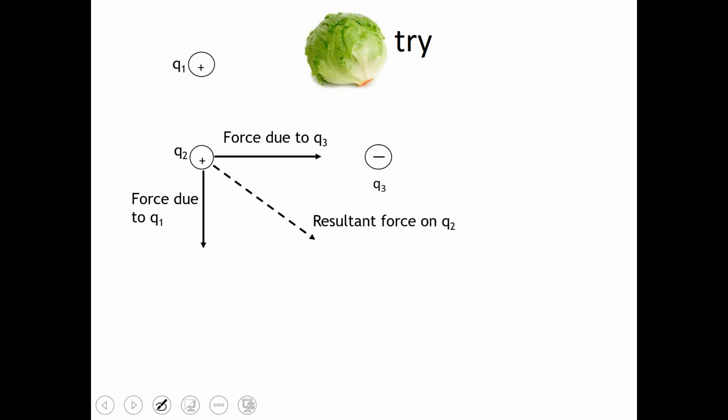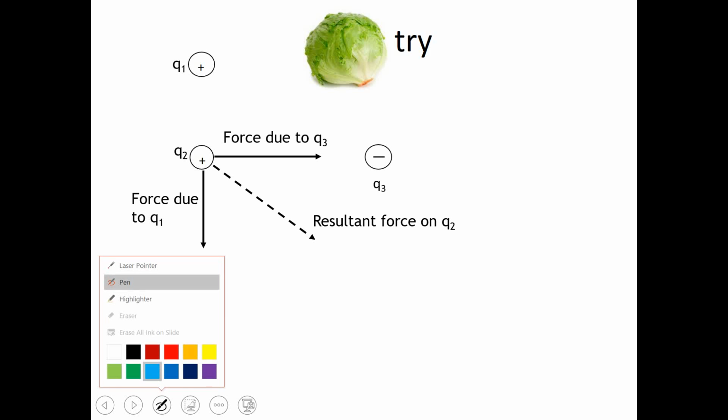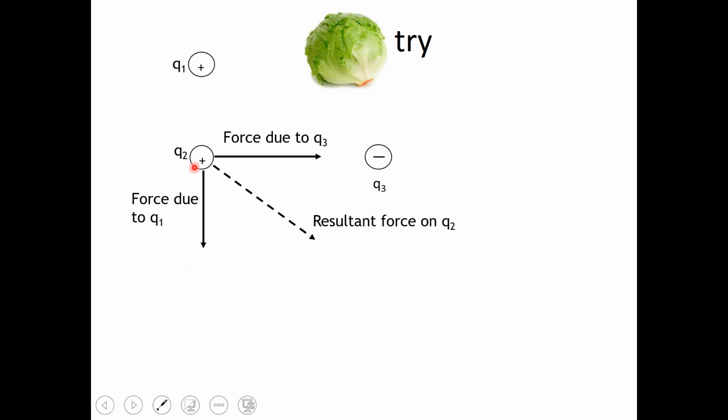In this example, we've got charges Q1, Q2, and Q3, and we are looking at the force on Q2, which is here, as a result of Q1 and Q3. So it's going to be attracted to Q3, but it's going to be repulsed by Q1 because these are 2 positives and this is a positive and a negative.